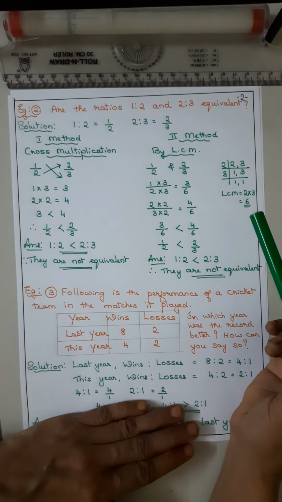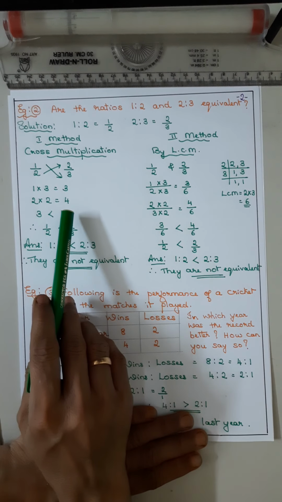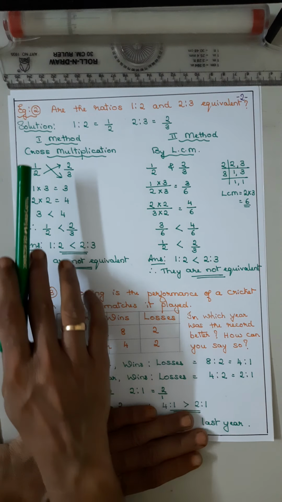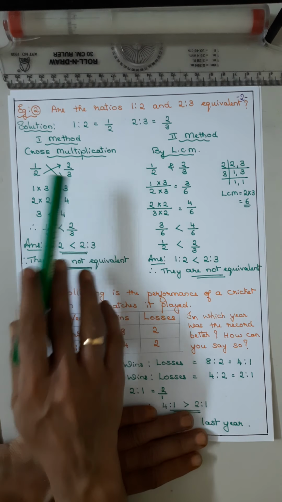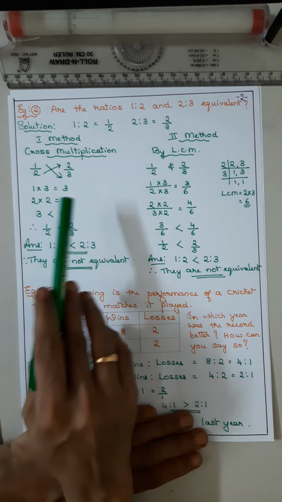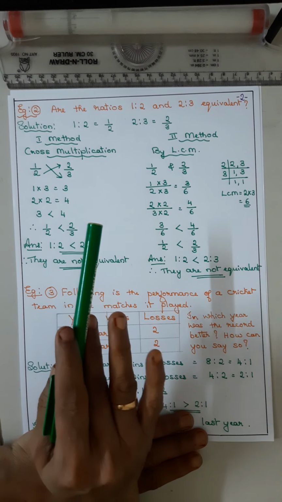Now coming to the LCM. Remember, here you can't interchange. So first you can't write the 2 into 2. First you have to write 1 into 3, second you have to write 2 into 2. First number first, second number second. You have to follow the rules.